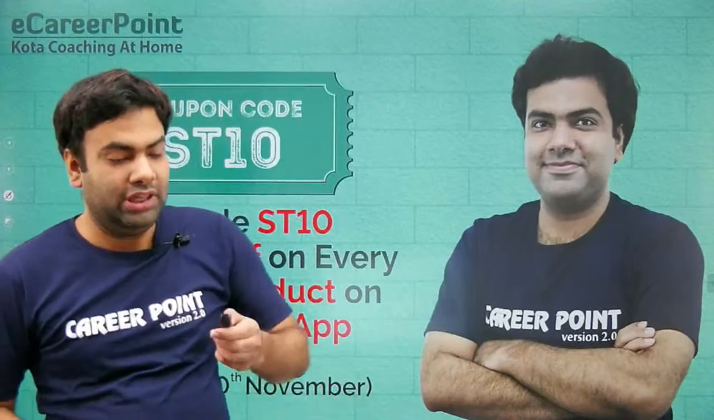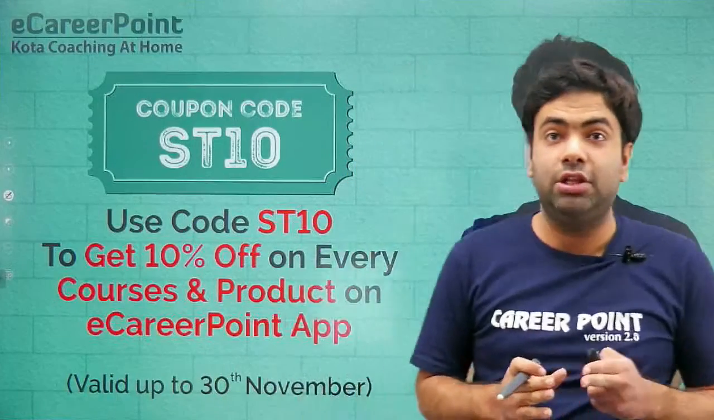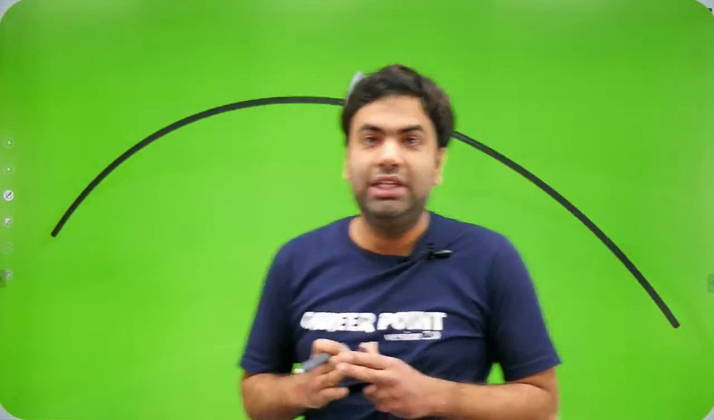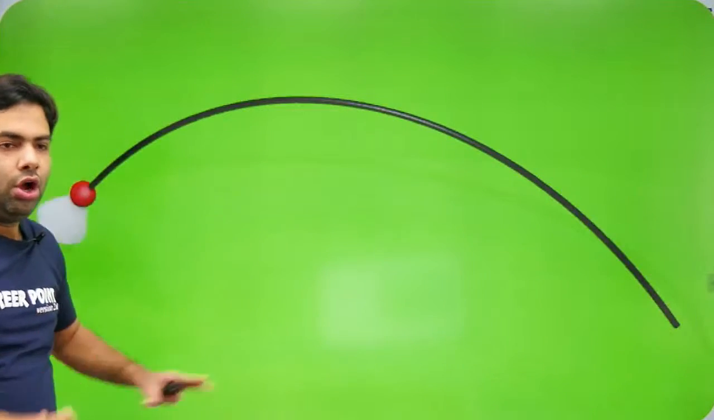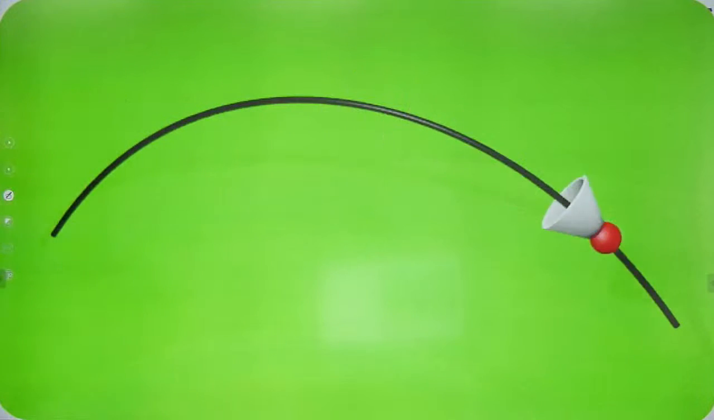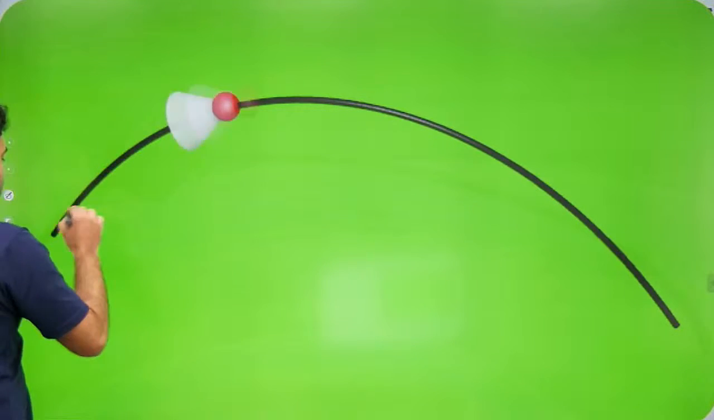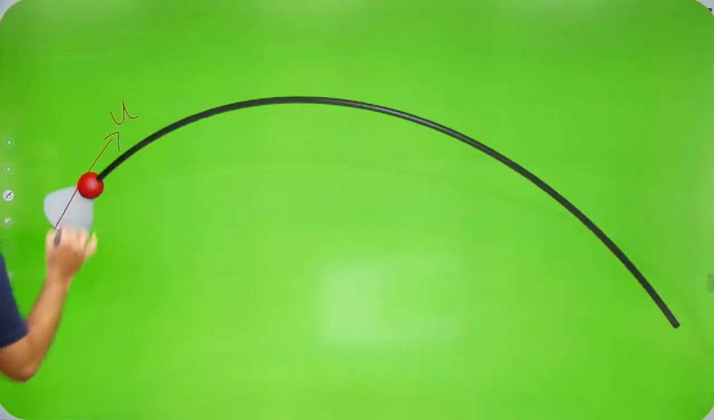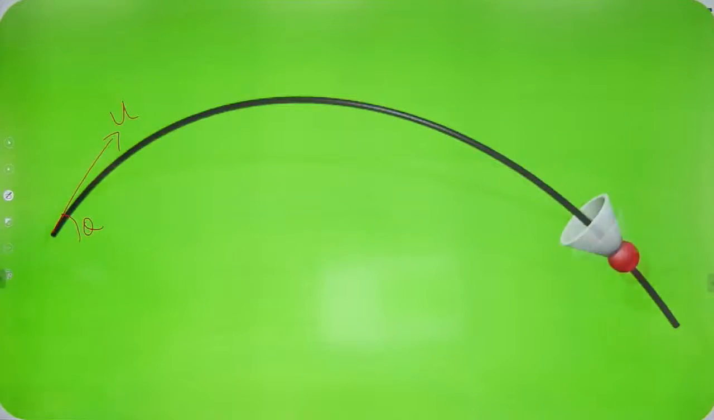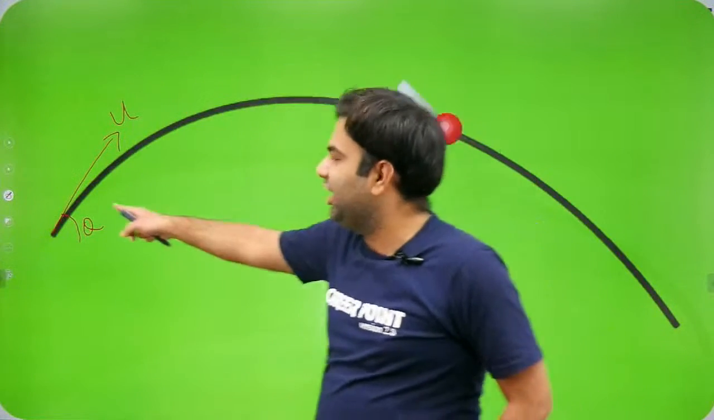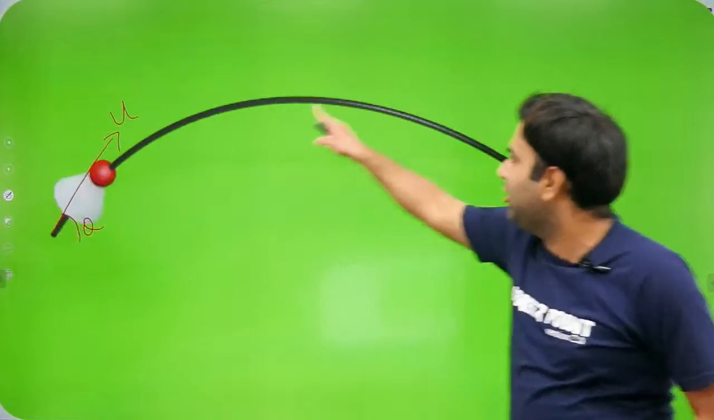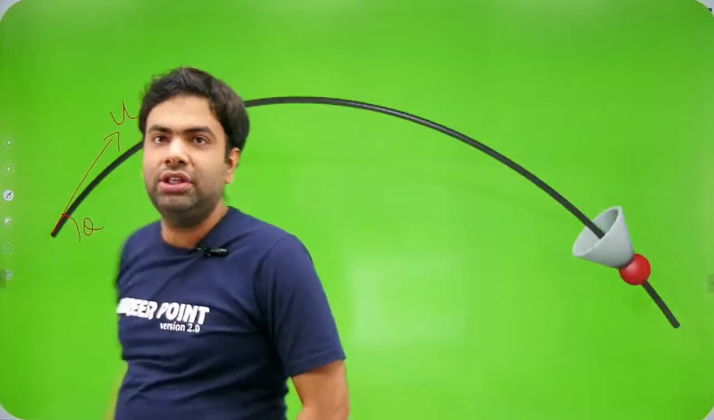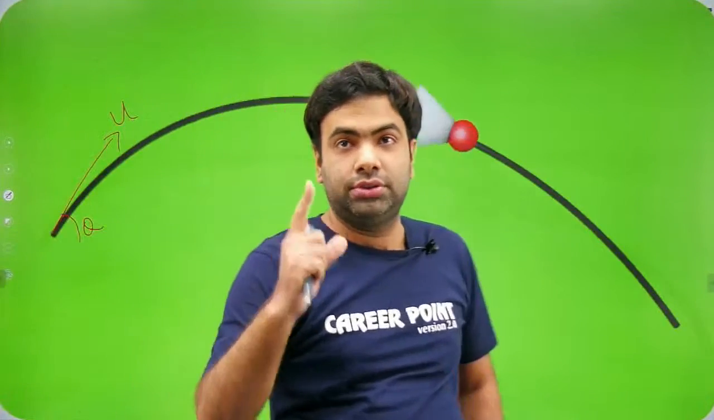So let's start this chapter, projectile motion. What is projectile motion? Listen carefully. Suppose this is the ground. On this ground, if we throw any object in the sky, suppose we are throwing this object with a velocity u, making some angle theta from the horizontal, then definitely it will not have vertical motion under gravity. It will have this kind of motion.